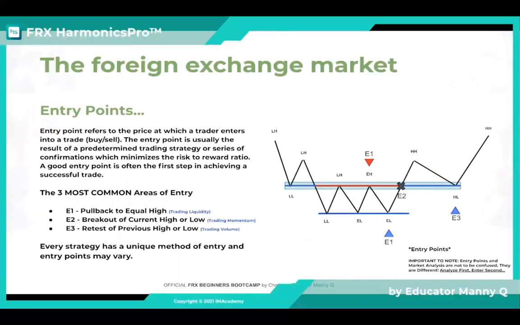In addition, we spoke about entry points and the three most common areas of entry, which are the E1 pullbacks equal high and lows, the E2 entry, which is the breakout of current high and lows, and the E3 entry, which is the retest of higher lows, but also understanding while these are the three most common areas, every strategy has a unique method to enter inside of the market.